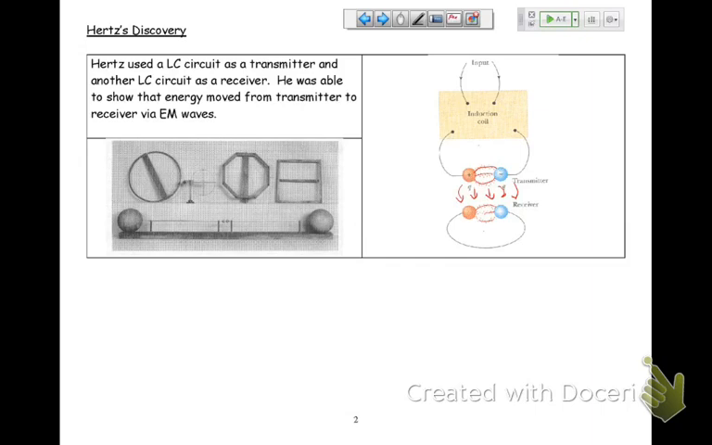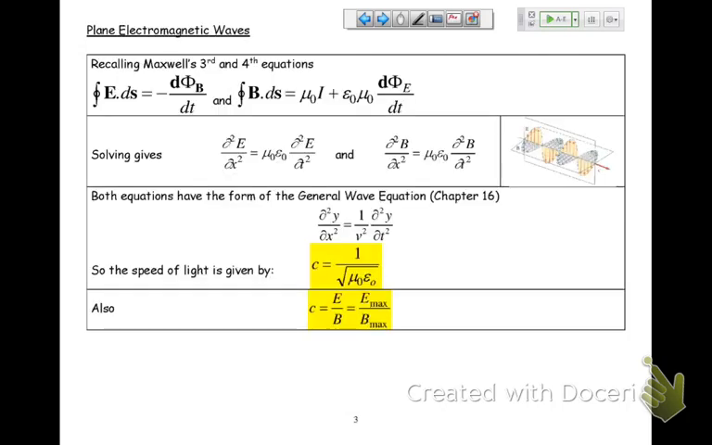Electromagnetic, basically. So we say Hertz used an LC circuit as a transmitter and another LC circuit as a receiver. He was able to show that energy moved from transmitter to receiver via EM waves. Now that's kind of amazing, because that means you can transmit energy through the air using electromagnetism. And if your intent is to transmit information, you don't need that much energy, just a little bit to cause a deflection on a needle somewhere, which will send the message.